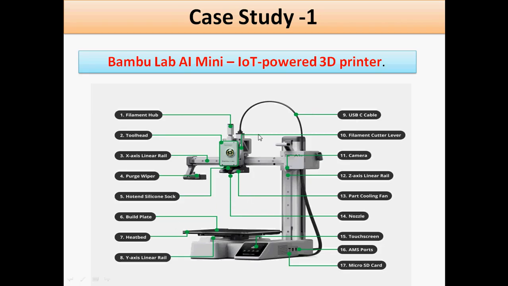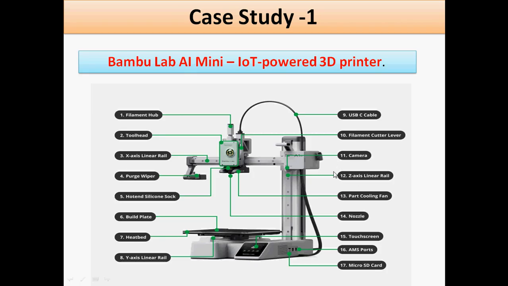Next is the cable for attaching to the nozzle. Then a camera is fitted there, so we can operate remotely and monitor the condition; that is why the camera is provided. Using this camera you can identify the status of the object. Then the z-axis rail: whenever the first layer comes up, then the second layer, third layer, the object is created layer by layer, so this rail goes upward. This is why the z-axis linear rail is present here.